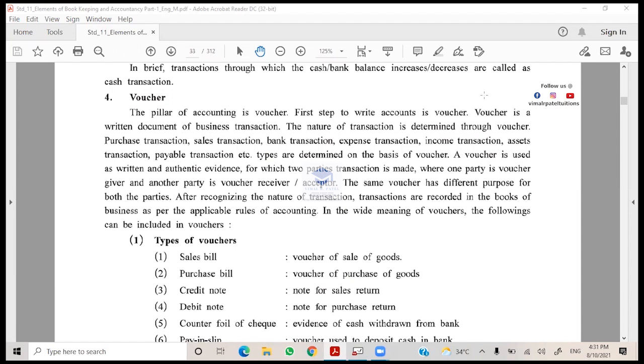Voucher. Voucher is the written document, or you can say written evidence of the occurrence of any transaction. Any transaction which has taken place will be recorded in the books of account on the basis of voucher. Without voucher, there is no authentication whether the transaction has occurred or not.